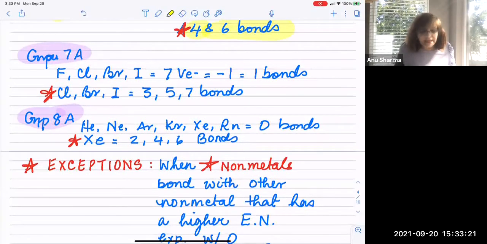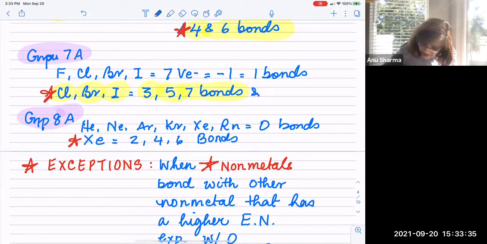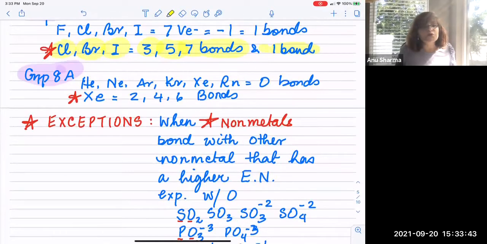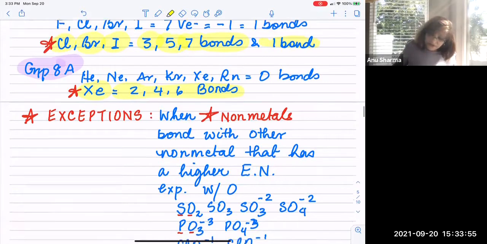Look, group 7A. Fluorine, chlorine, bromine, iodine, fine, 7 valence electrons, they'll make 1 bond only, but chlorine, bromine, iodine can also make 3, 5, and 7 bonds and 1 bond. So normally 1 bond is the normal condition. Now look at group 8A: helium, neon, argon, krypton, xenon, radon, no bonds, right? But xenon has the capacity to make 2, 4, and 6 bonds.